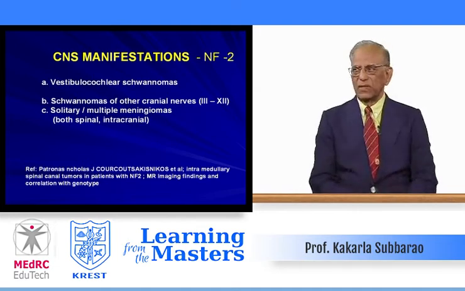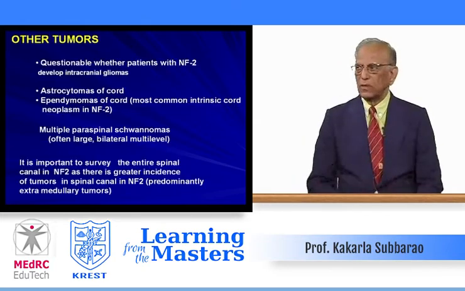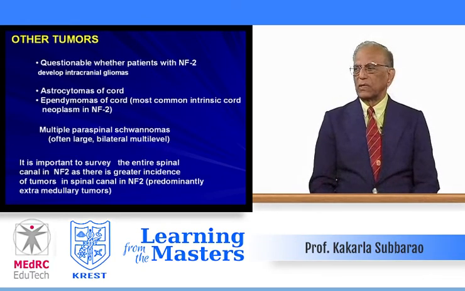CNS manifestations of NF2: vestibulocochlear schwannomas; schwannomas of other cranial nerves can also occur, 3rd to 12th. Solitary or multiple meningiomas, either spinal or intracranial. Other tumors, questionable, whether patients with NF2 develop intracranial gliomas at all. Astrocytomas of cord, ependymomas of the cord, most common intrinsic cord neoplasm.